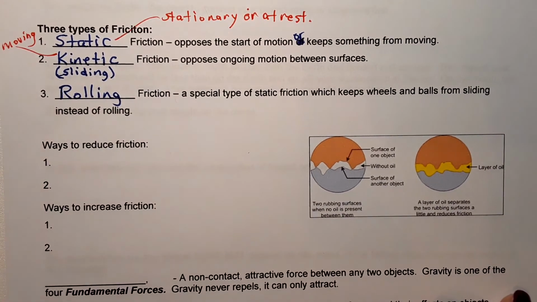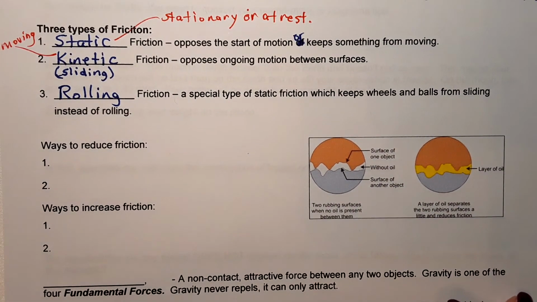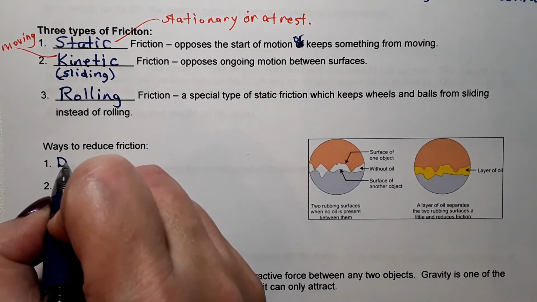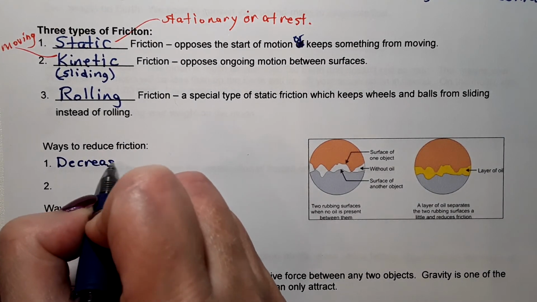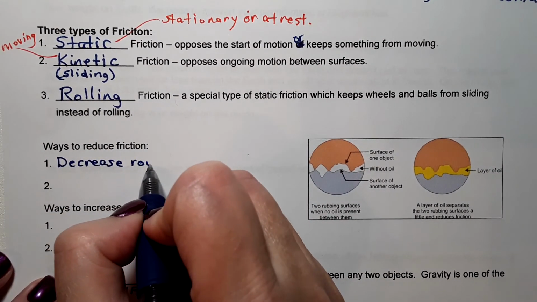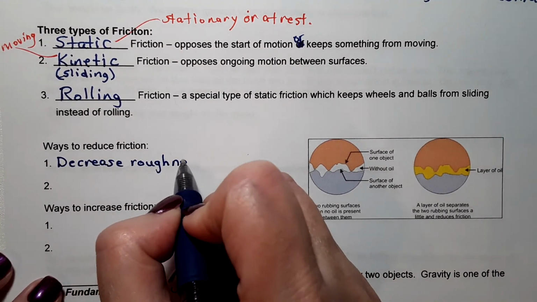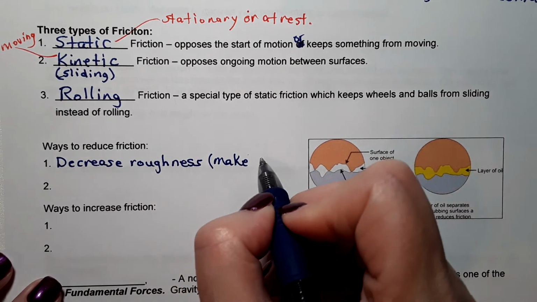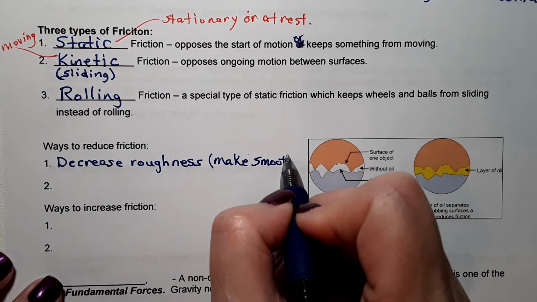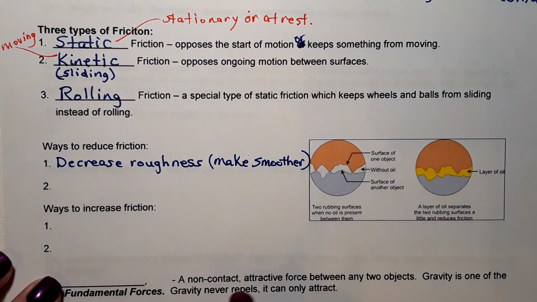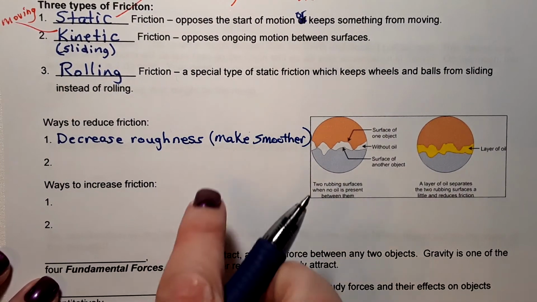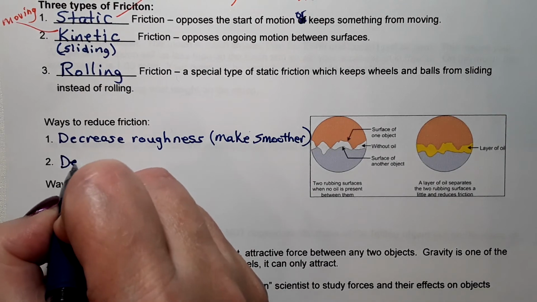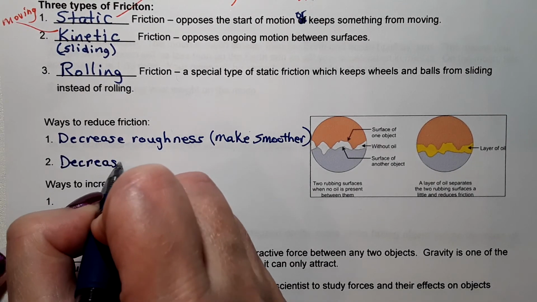Now, ways to reduce friction, all right? You can decrease the roughness by making things smoother. That would decrease friction, and I'm going to leave you to watch the videos on Friday to see some ways to do that. And you can also decrease the pressing force.